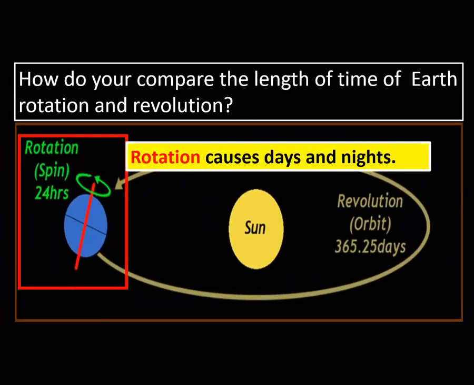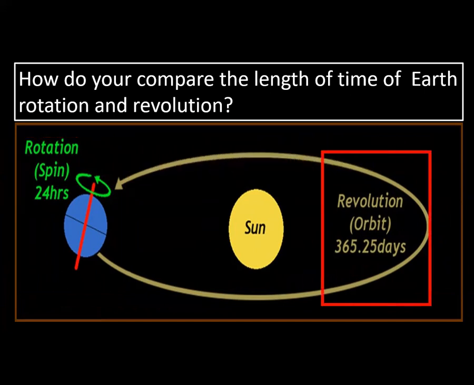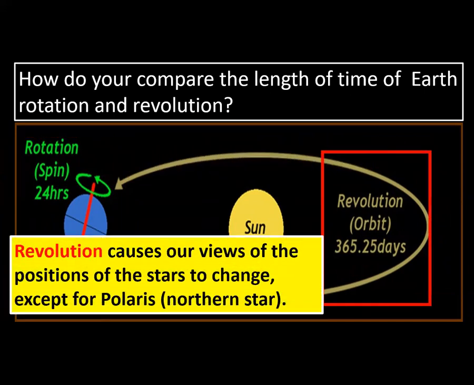Rotation causes days and nights, while the revolution causes our views of the positions of the stars to change, except for Polaris. Kind of observe the night sky during summer. Take a picture of the stars that you see. After summer, it will be fall. Facing the same direction in the night sky, take a picture again of the stars. Do you see the same stars in the same location?